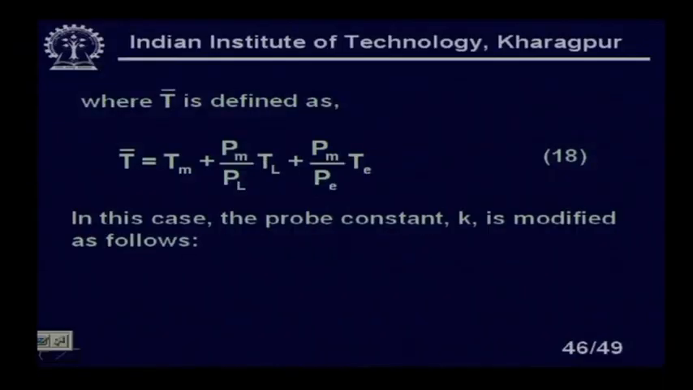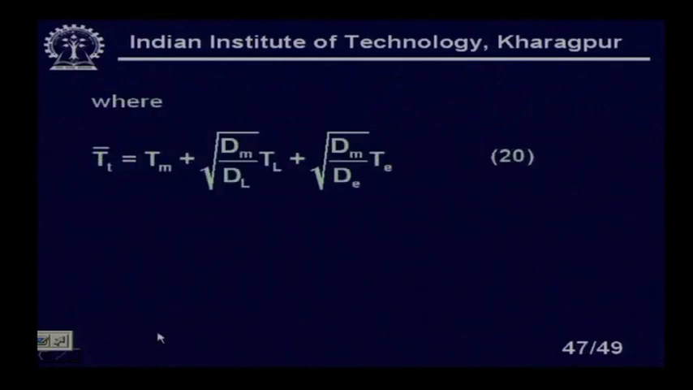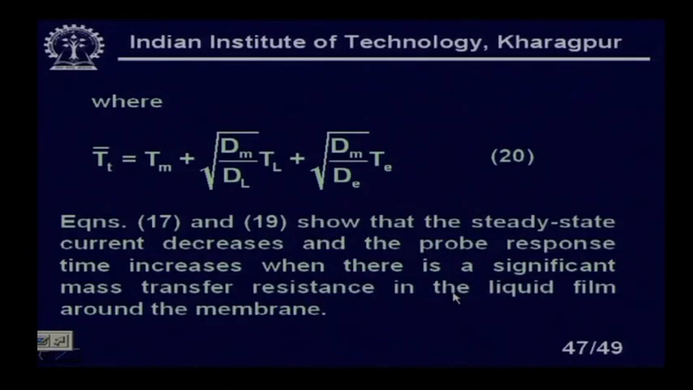In this case, the probe constant K is modified as follows. We write K equals pi square into Dm, the diffusivity in the membrane, upon T bar square, equation number 19. What is the T bar? That will be clear from the next expression, where T bar is equal to Tm plus under the square root Dm multiplied by Tl over Dl, plus under the square root Dm upon De multiplied by Te, equation number 20.